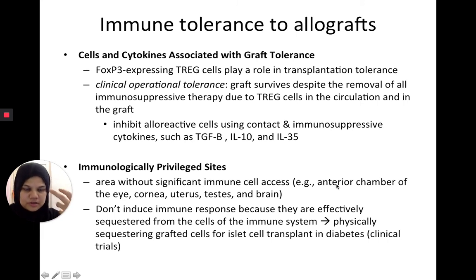access. So these are areas like the anterior chamber of the eye, the cornea, the uterus, the testes, and the brain. So when you do transplants there, it doesn't induce an immune response as much because they're basically separated from the cells of the immune system. So this is called physical sequestering of the grafted cells.